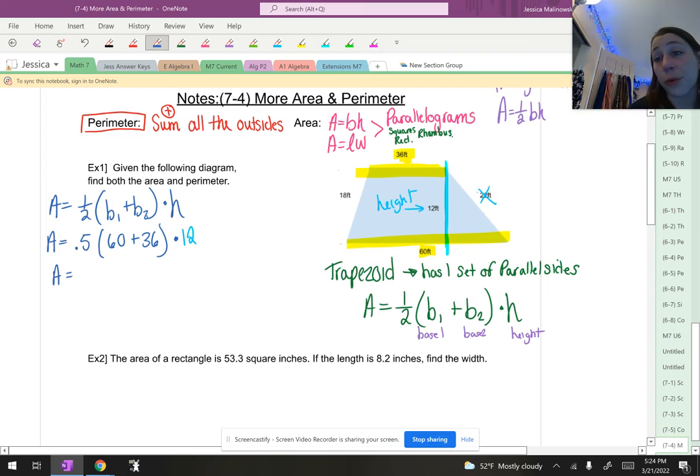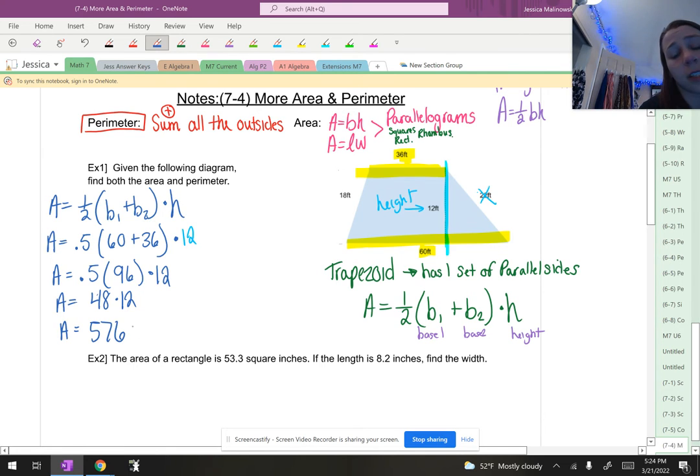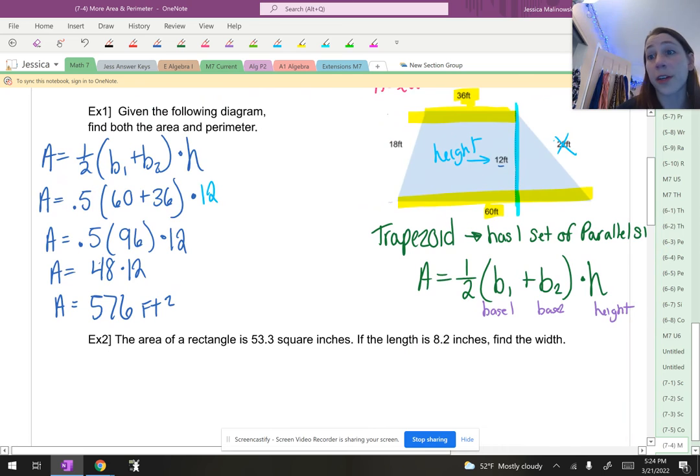Making sure that you're following order of operations and starting with the inside of your groupings first gives us 96. 96 divided by 2, or times 1/2, because those two things are the same, gives us 48. And then 48 times 12 gives us an area of 576 feet squared. Okay, so that's our area.